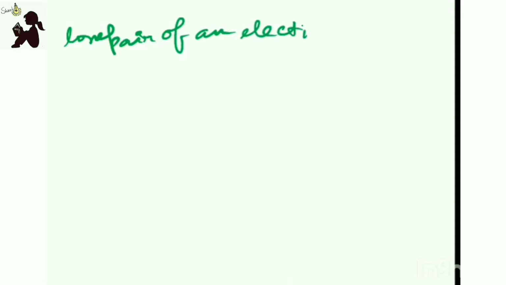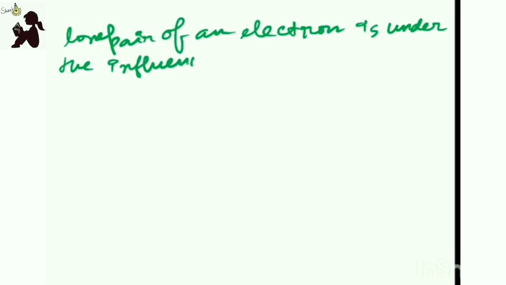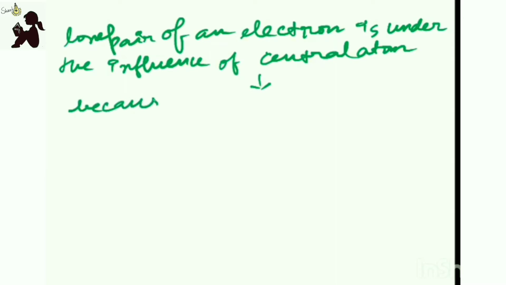So let us start the lone pair and bond pair topic. The lone pair of electrons is under the influence of the central atom only, because its electron cloud is more expanded.